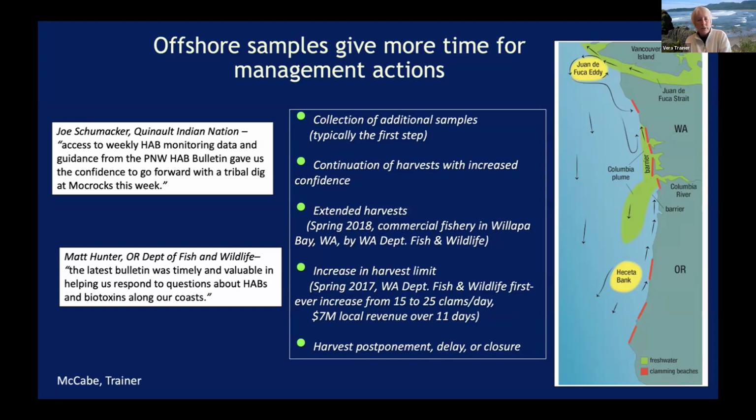And there have been cases of extended harvests, for example, in spring of 2018, and increased harvest limits in 2017. We went from 15 to 25 clams a day, resulting in many happy clammers. And then there have been cases of harvest postponement, delay, or closure. But it's been very rare in recent years that all beaches are closed, that we have coast-wide closures, largely because our forecasts are so good.